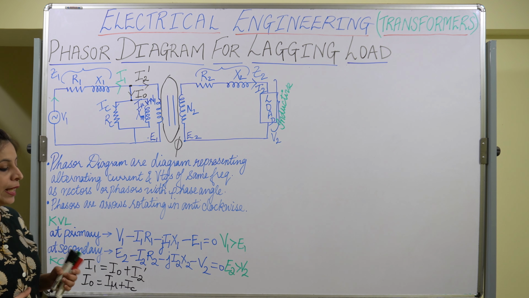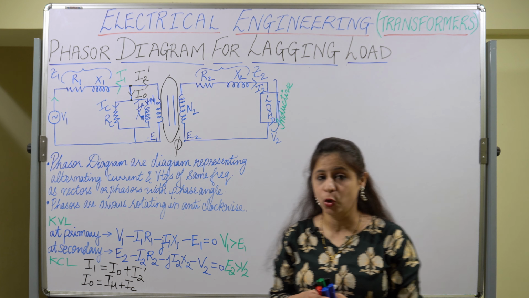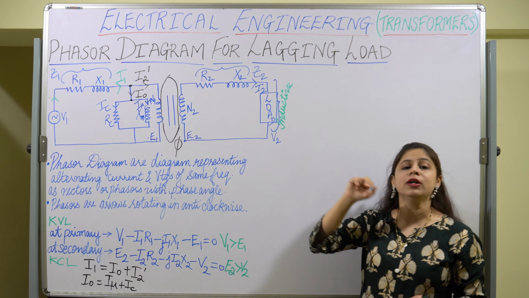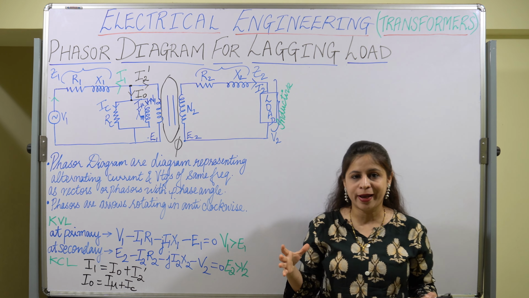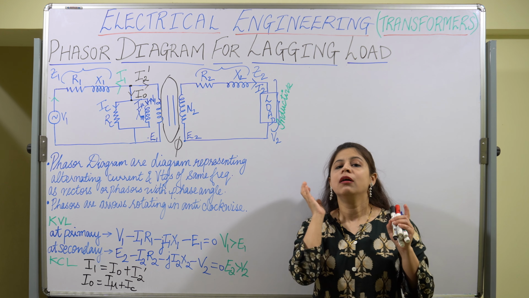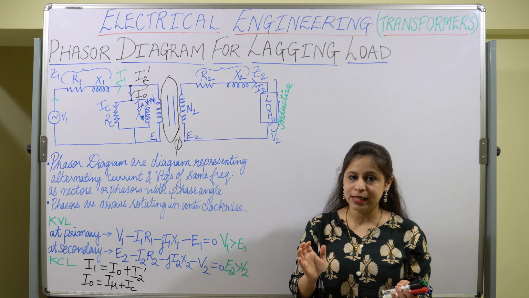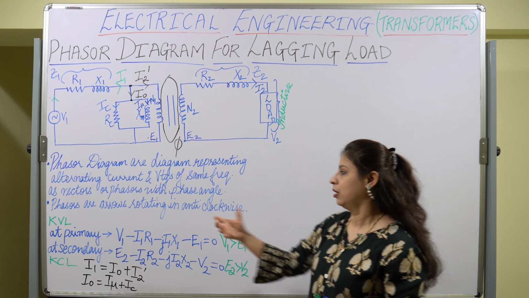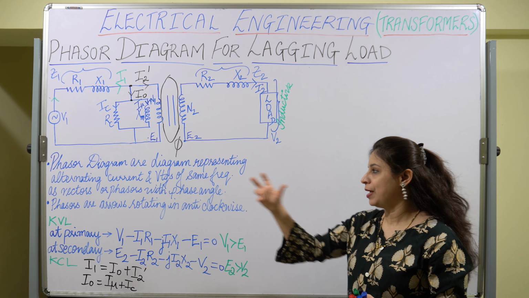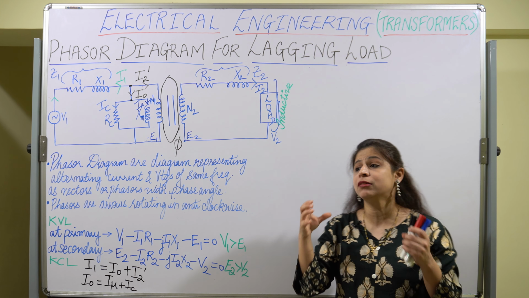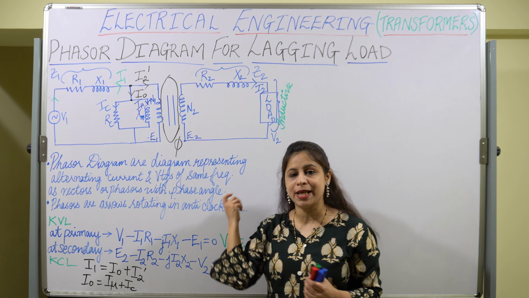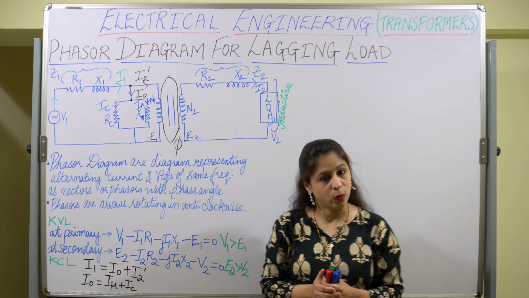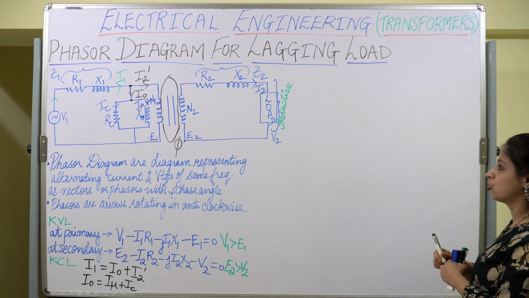So let us start quickly drawing our phasor diagram for the lagging load. We have taken here the load to be lagging, that means the load is inductive. In the inductive cases, everywhere the current will lag the voltage, either by 90 degrees or by some phase angle, because phasor diagrams represent the currents and voltages of the same frequency as phasors with phase angle. So let us start drawing.